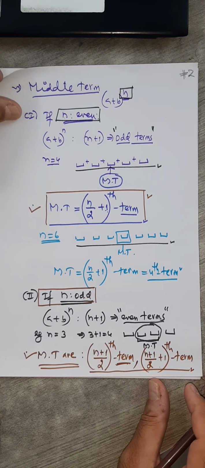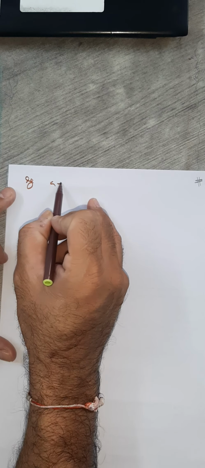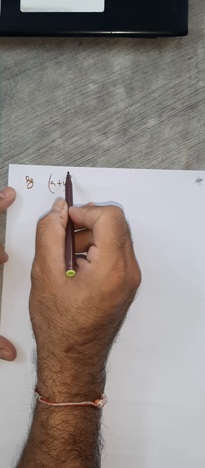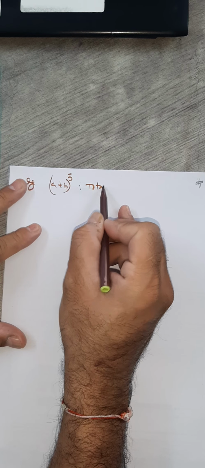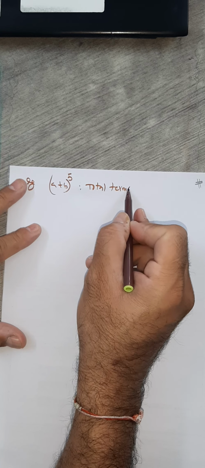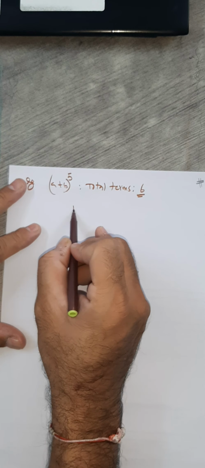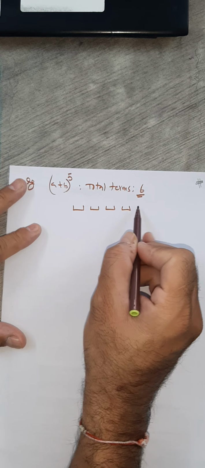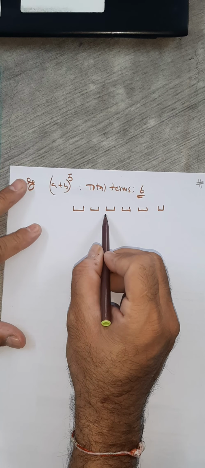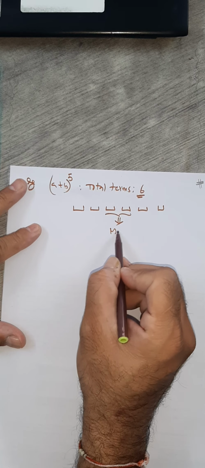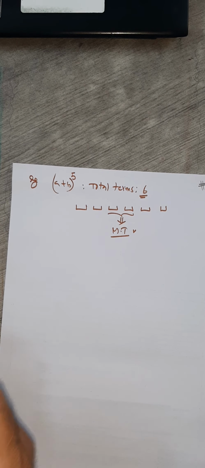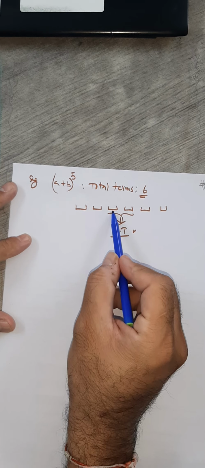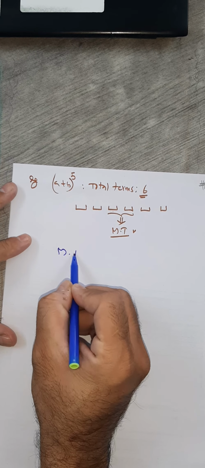Let me take one more example here. For example, I have (a plus b) the whole raised to 5. This is an odd number, so the total terms will be 6: 1, 2, 3, 4, 5 and 6. So these are the two middle terms. Remember, the middle terms are this, the third and fourth. How do we find the middle terms? Now remember the formula.